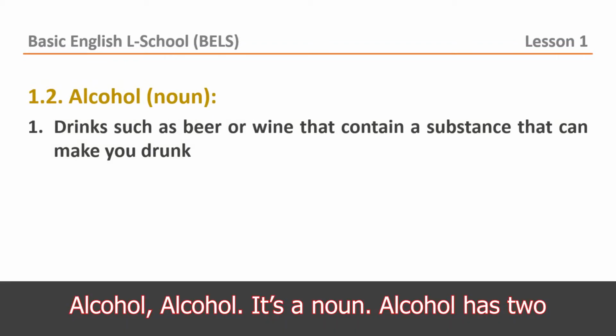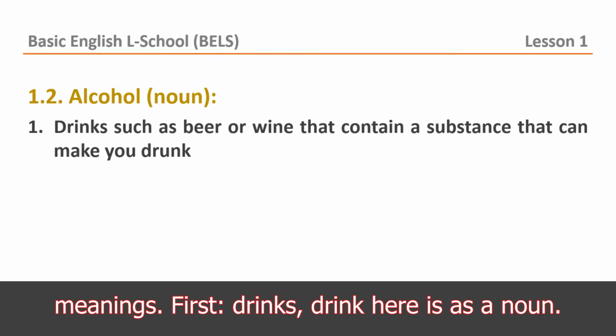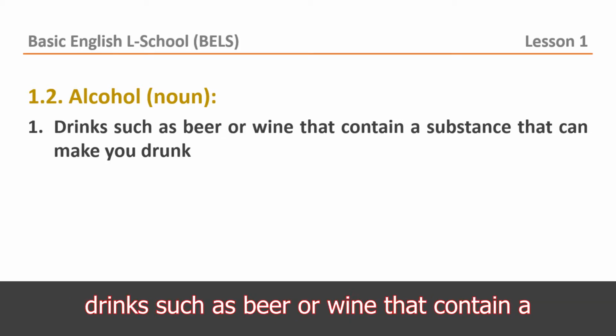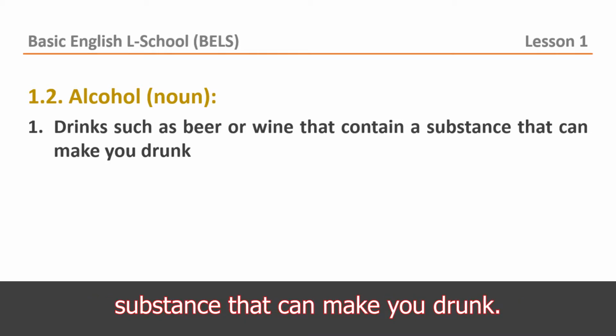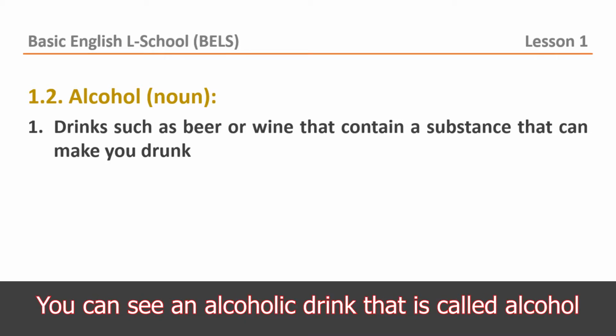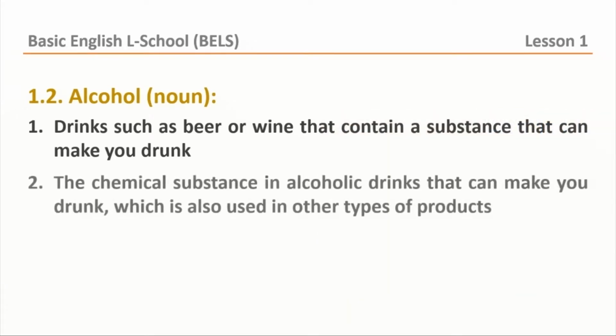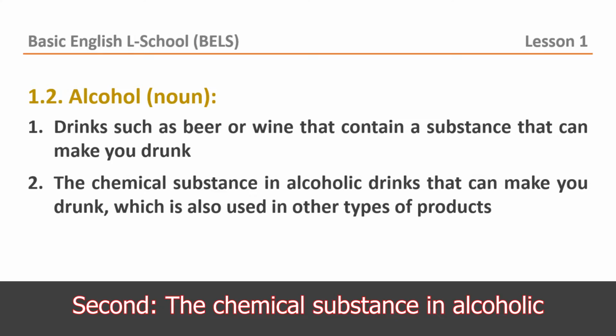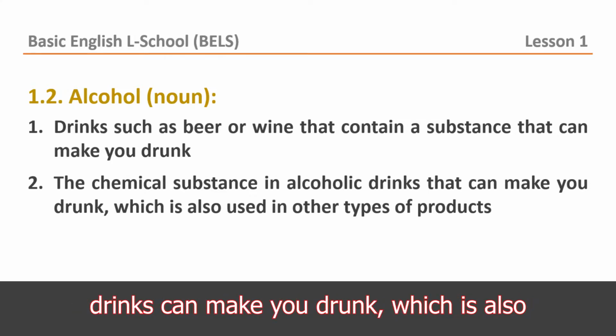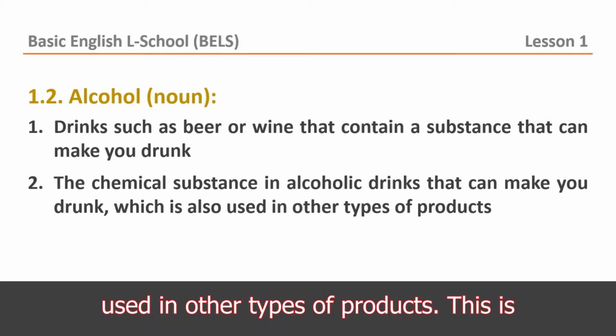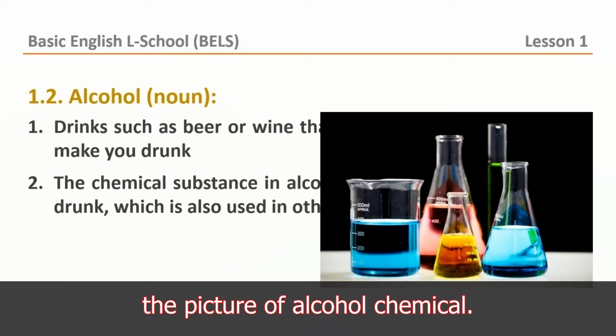Alcohol. It's a noun. Alcohol has two meanings. First, drinks. Drink here is as a noun. Drinks such as beer or wine that contain a substance that can make you drunk. You can see an alcoholic drink that is called alcohol in the picture. Second, the chemical substance in alcoholic drinks can make you drunk, which is also used in other types of products. This is the picture of alcohol chemical.